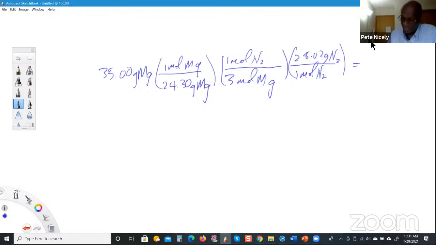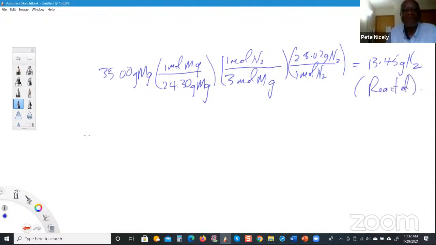So we work that out, 35 divided by 24.30 divided by 3 times 28.02, and I got as the answer 13.45 grams of N2. So this represents, and please note, this represents the amount of nitrogen that reacted, all right?